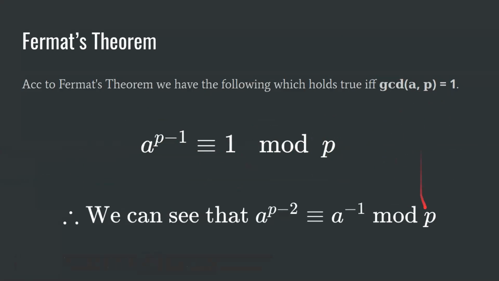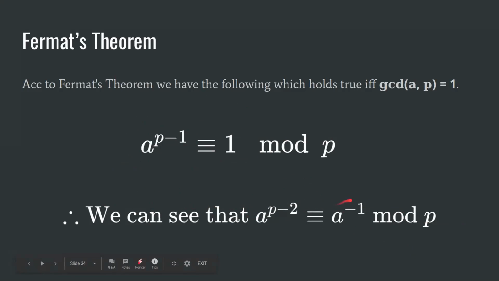Now Amul explained how division works in modular arithmetic. So by dividing, you just get A to the power P minus 2 is equivalent to A to the power minus 1 mod P, because you are just subtracting one power of A from both sides.